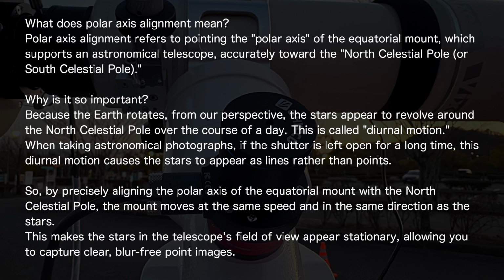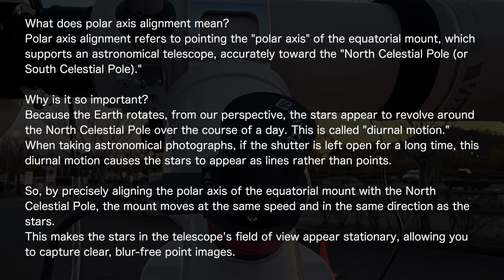What does polar axis alignment mean? Polar axis alignment refers to pointing the polar axis of the equatorial mount, which supports an astronomical telescope, accurately toward the north celestial pole or south celestial pole. Why is it so important? Because the Earth rotates. From our perspective, the stars appear to revolve around the north celestial pole over the course of a day. This is called diurnal motion.